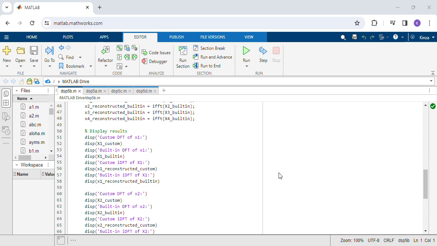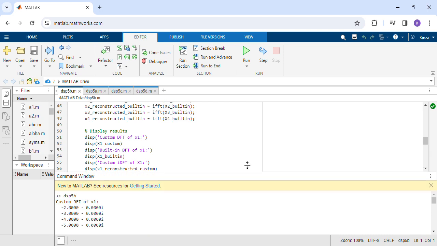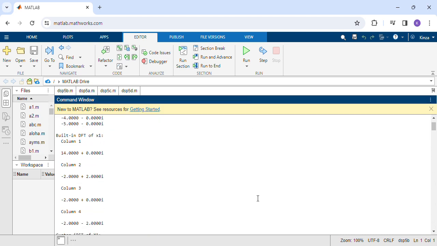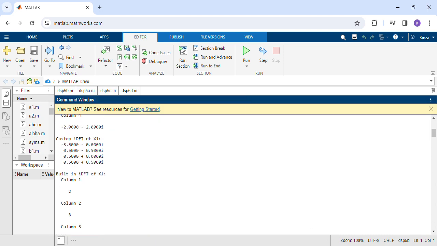And the code then displays the result for each test signal, comparing the outputs of custom and built-in functions for both discrete Fourier transform and inverse discrete Fourier transform. For each signal, the output is shown here. Custom DFT result is displayed, built-in DFT result is displayed, and custom inverse discrete Fourier transform result is displayed. Also, built-in inverse discrete Fourier transform result is displayed.